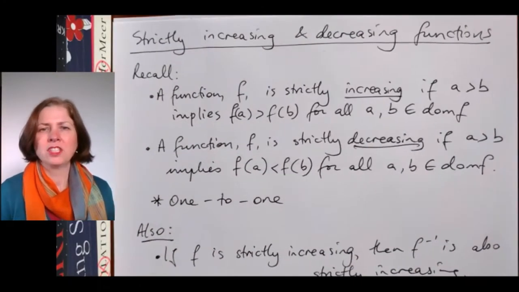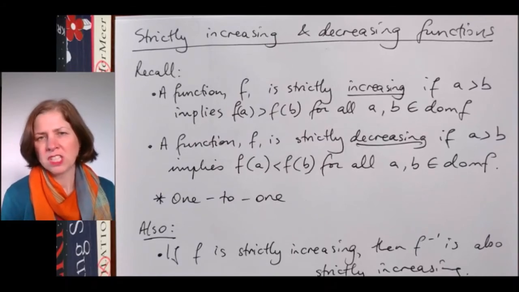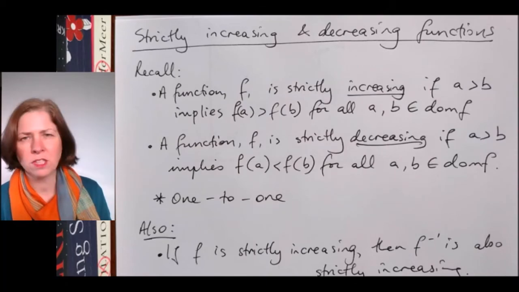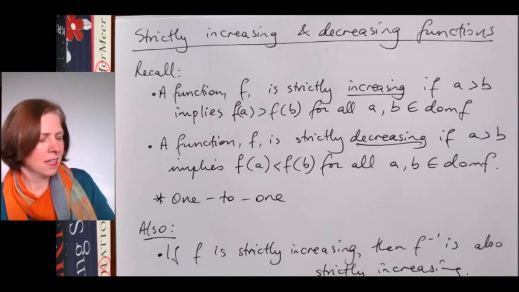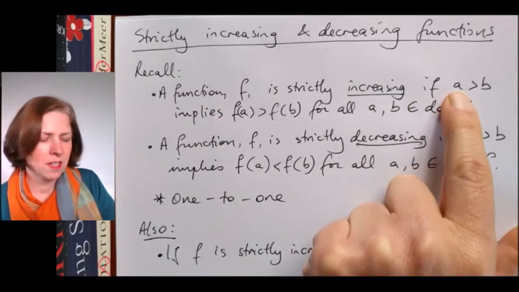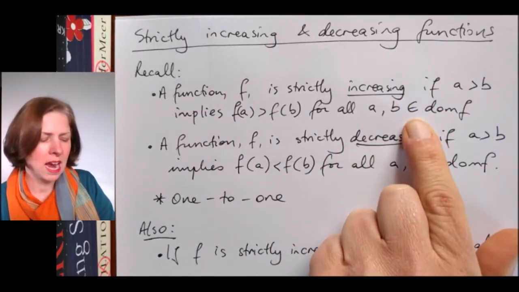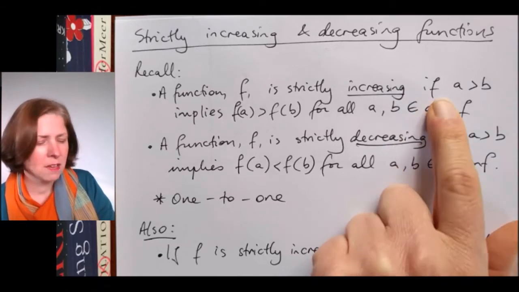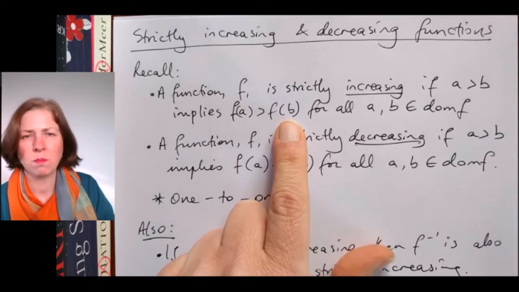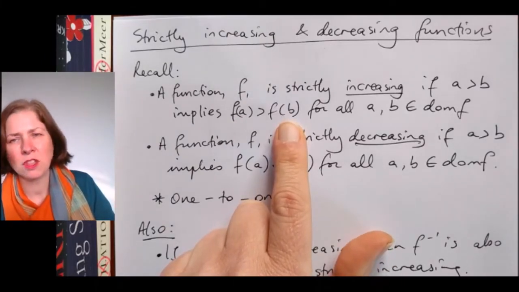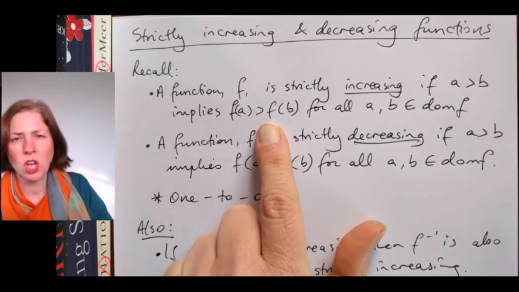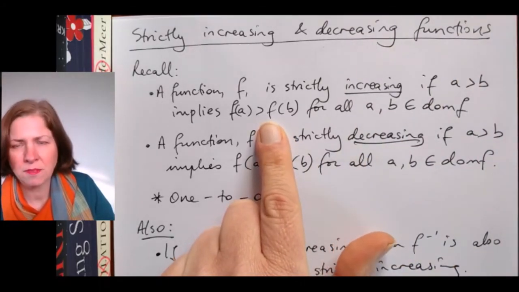I'm going to talk a little bit about strictly increasing and decreasing functions, and I really need to talk about these in the context of inverse functions. So first of all, let's remember what it means. A function f is strictly increasing if a and b, which by the way are elements of the domain of f, if a greater than b implies f of a is greater than f of b. And I find it much easier to think about: if I increase x a little bit, then that is also going to increase f of x, okay?